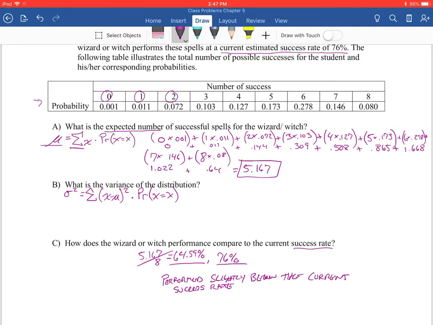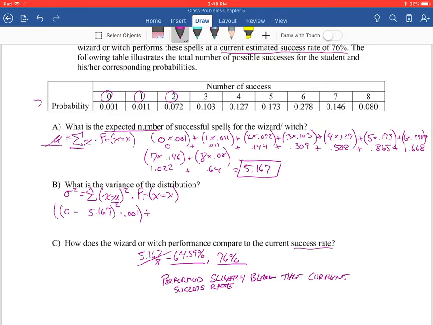So we know what our mu is. Mu is what we calculated in part A. So our mu is 5.167. And when you're looking at this formula, it's kind of just plugging in the numbers you already know. So x of 0, so x minus mu squared times the probability of 0 at that particular spell is 0.001, right? All that together, and then we're going to sum those all.